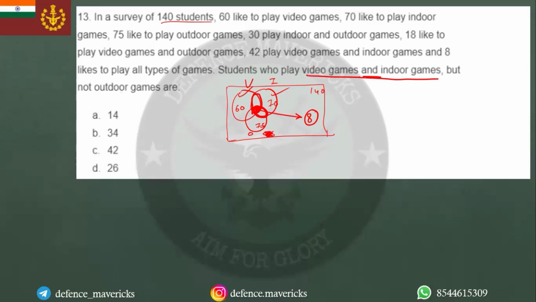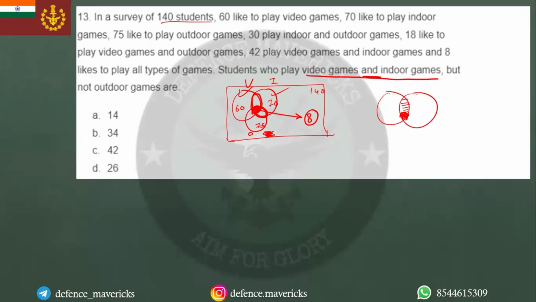Excuse me. So when we say video games and indoor games, it is this intersection. And मतलब क्या होता है कि they should play both of them. तो ये intersection वाला part हो गया. But not outdoor. Not outdoor मतलब ये जो common वाला part है ना जो outdoor में भी था, this you have to cancel out.